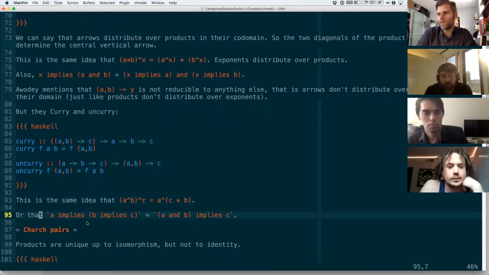And also, if we look at it in a Boolean algebra as our category, then we can see that it's the same as saying, if A implies that B implies C, then if we take both A and B, that implies C.